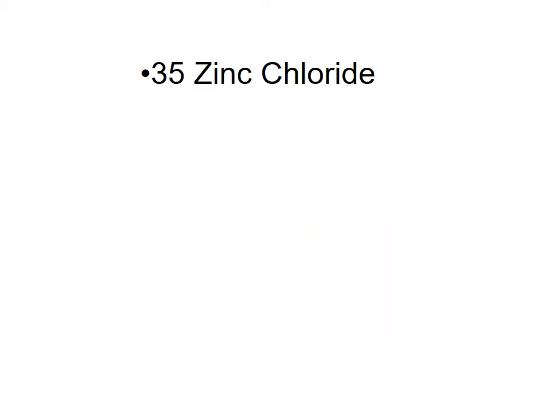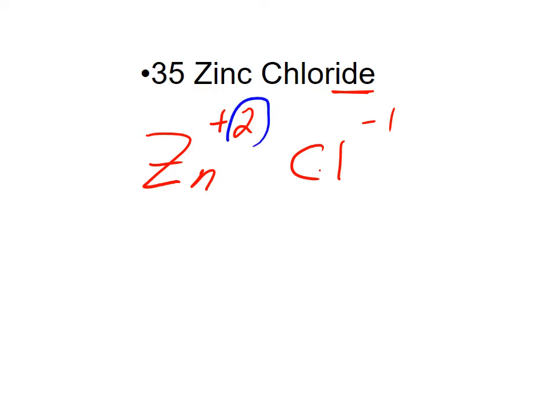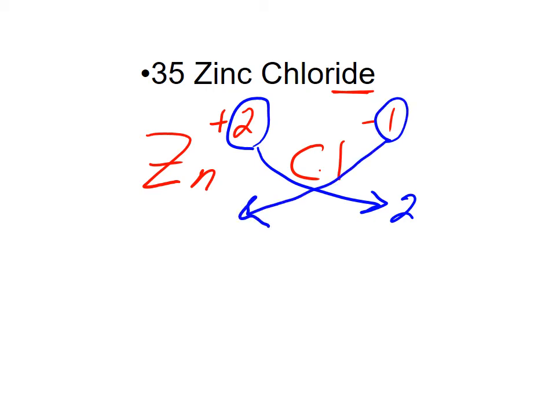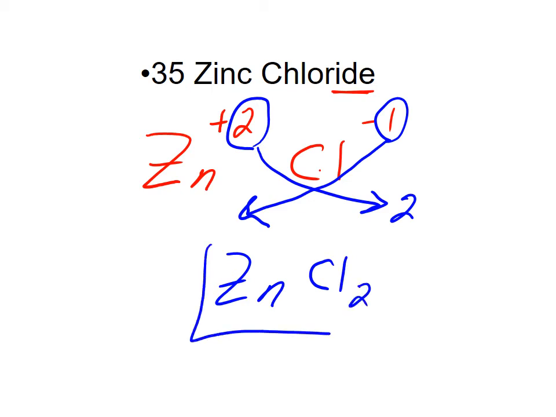Zinc chloride. So symbol for zinc is Zn. Look up its oxidation. It's +2. Chloride, meaning element, so it'd be Cl -1. They don't add to 0, so we have a cross situation. So that would be Zn, no 1, we don't write 1s, Cl2.